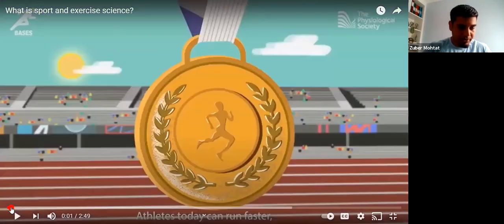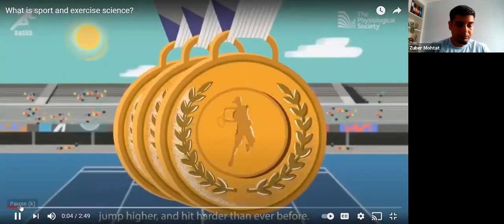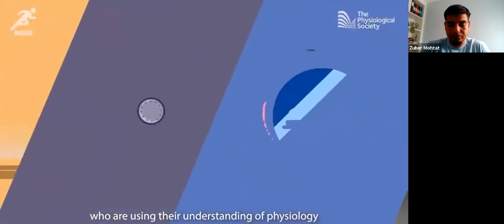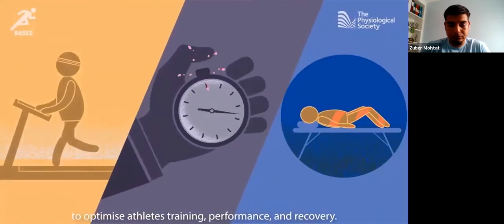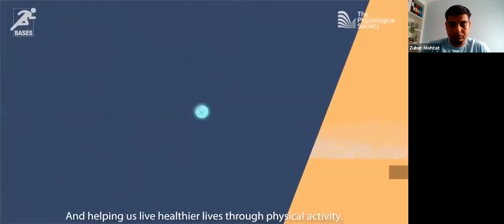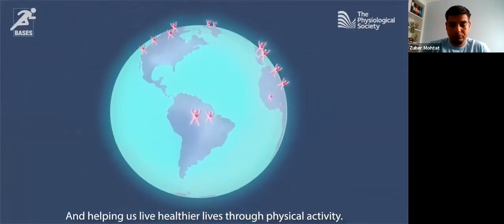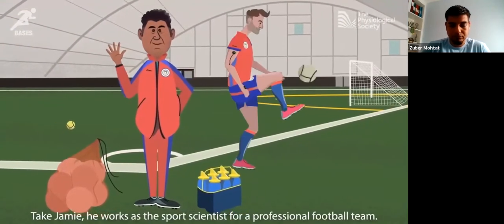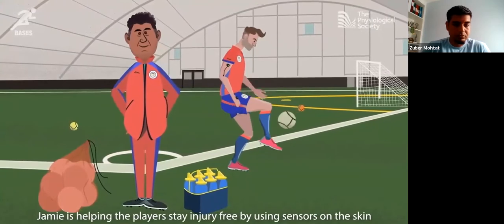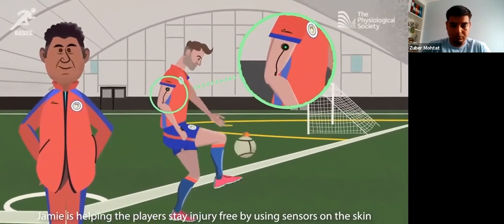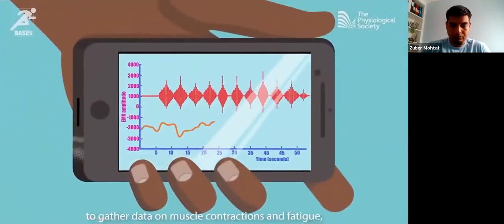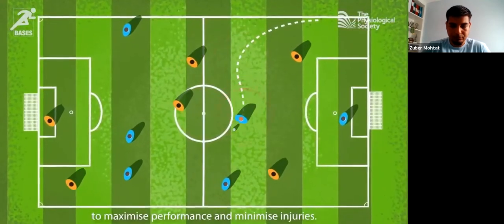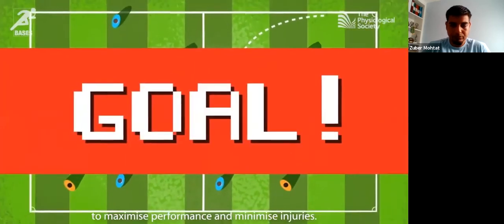Athletes today can run faster, jump higher and hit harder than ever before. Thanks in part to sport and exercise scientists who are using their understanding of physiology to optimize athletes' training, performance and recovery, and helping us live healthier lives through physical activity. Take Jamie. He works as the sports scientist for a professional football team. Jamie is helping the players stay injury-free by using sensors on the skin to gather data on muscle contractions and fatigue, and using these data to tailor players' training to maximise performance and minimise injuries.